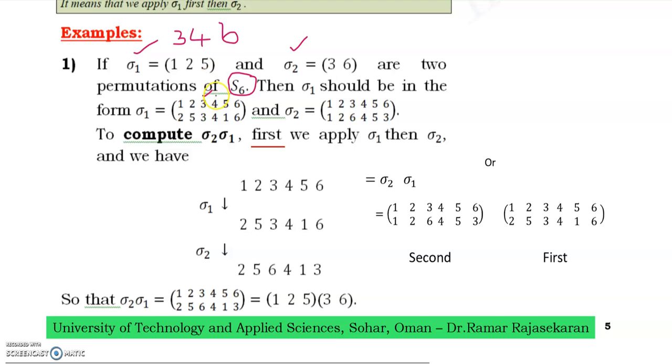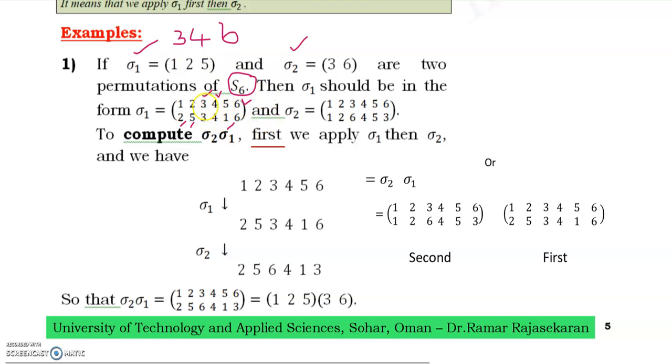For 4, I am writing 4. For 6, I am writing 6. Yes, it assigns itself. But you see the cycle: 1 goes to 2, 2 goes to 5, 5 goes to 1. So I am writing 1 goes to 2. Then 2 goes to 5, so I am writing 2 goes to 5. Then I am writing 5 goes to 1.